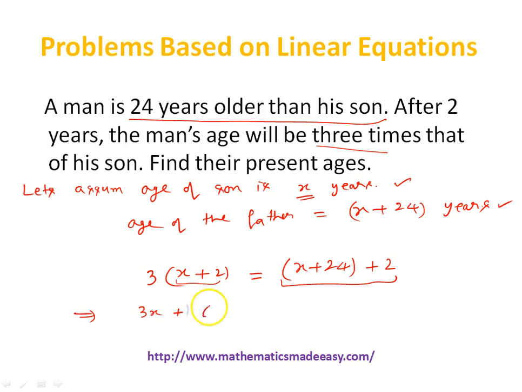3x plus 3 times 2 equals x plus 24 plus 2. Let's simplify it better: 3x plus 6 equals x plus 26, right? Now we'll move the variable terms to one side and the constant terms to the other side. So we'll move x to the left-hand side and 6 to the right-hand side.